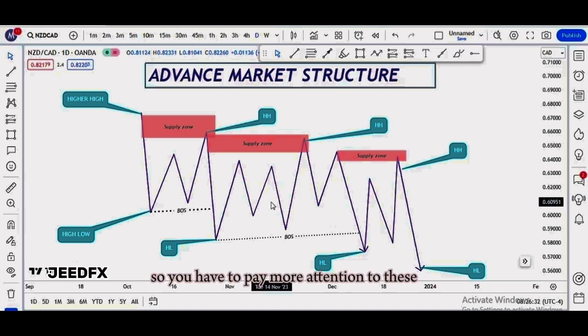So you have to pay more attention to this, and you have to let go of greed and impatience. You have to be very, very patient if you want to use this strategy. If you bring in greed and fear of missing out, I promise you guys, you're going to lose a lot of money in the market. You have to wait patiently for your trade to show up.